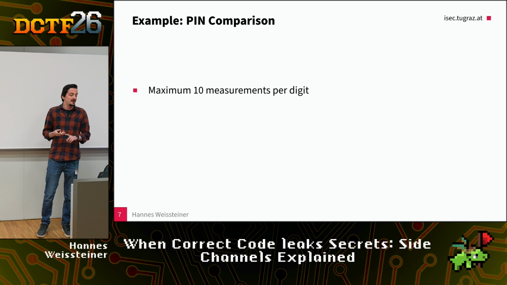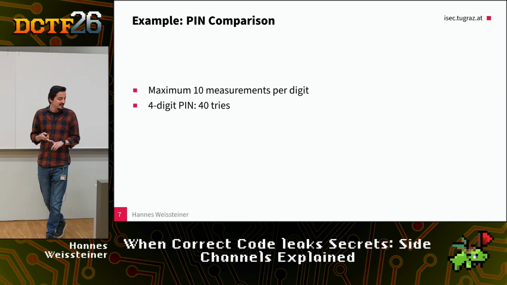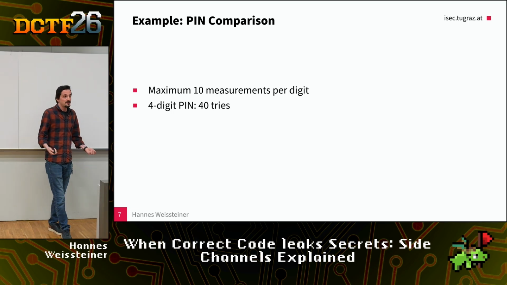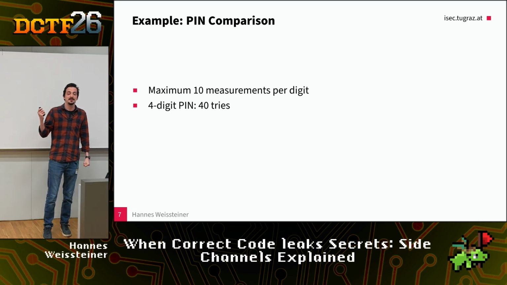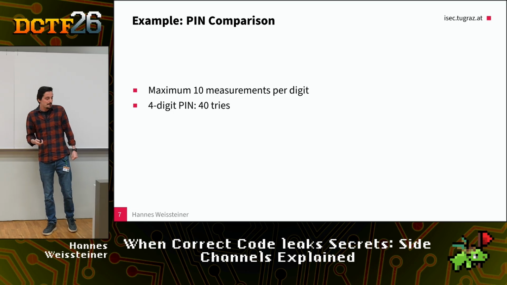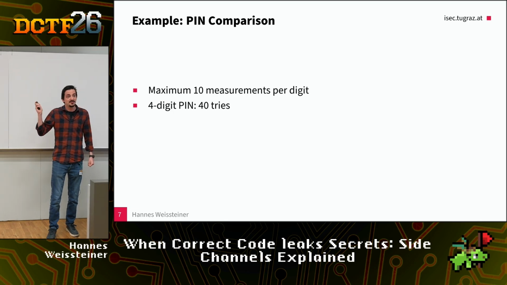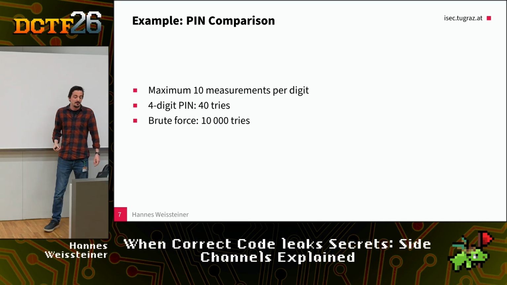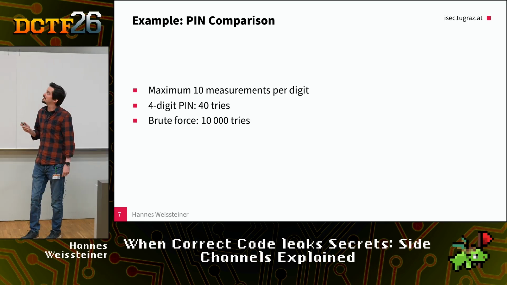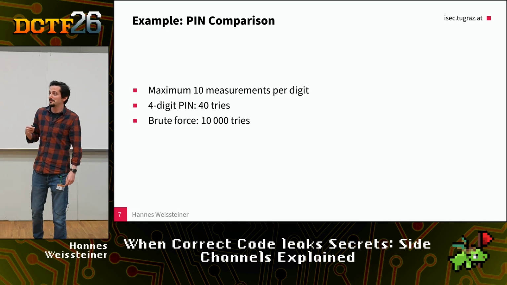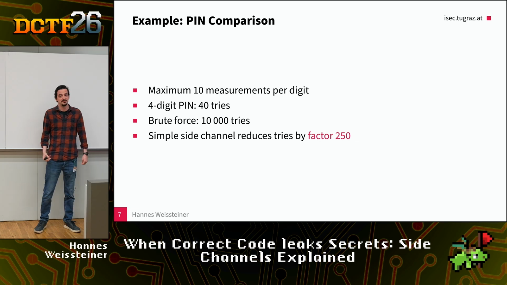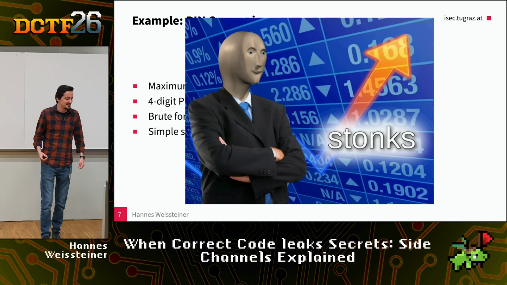So when we have a maximum of 10 measurements per digit and 4 digits per pin, we break this in 40 tries. No, worst case 40 tries actually. On average, we break it in 20 tries. Brute force, it would be 10,000 tries. So even in the worst case, when the pin is 9999, we just sped up our brute force by a factor of 250, which is great.